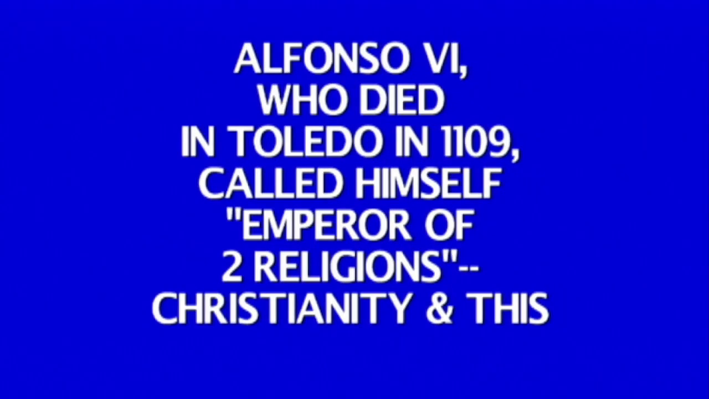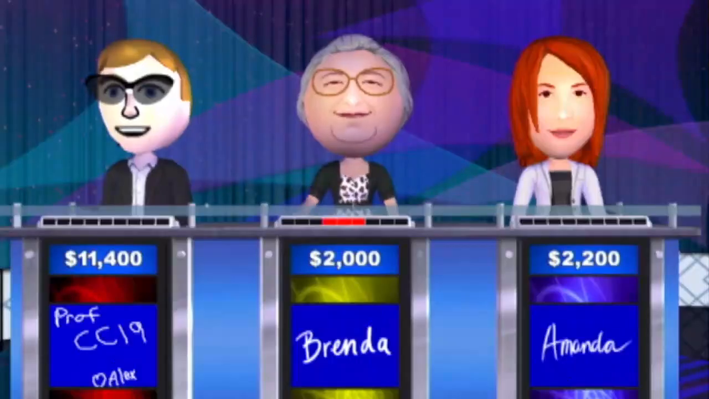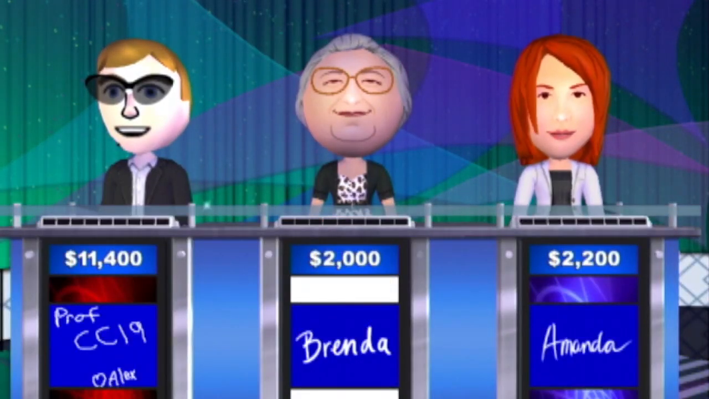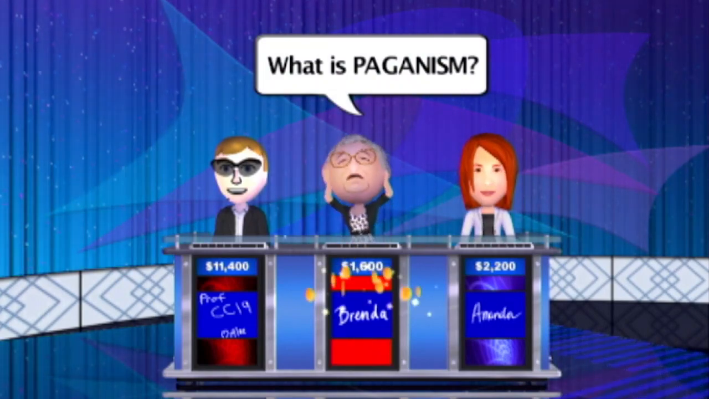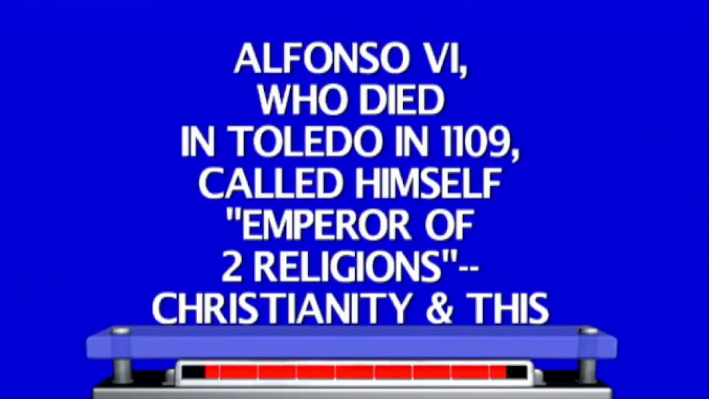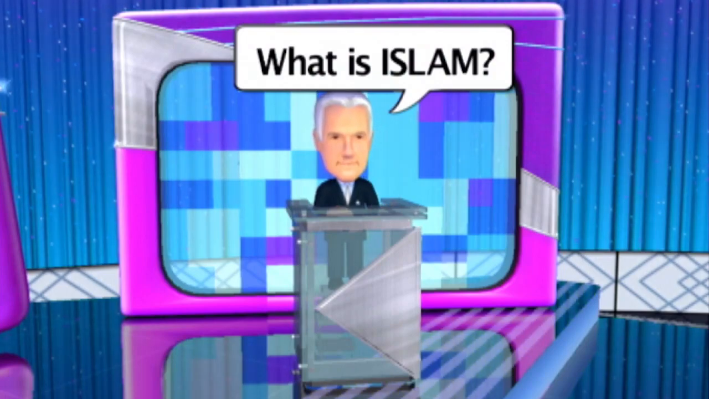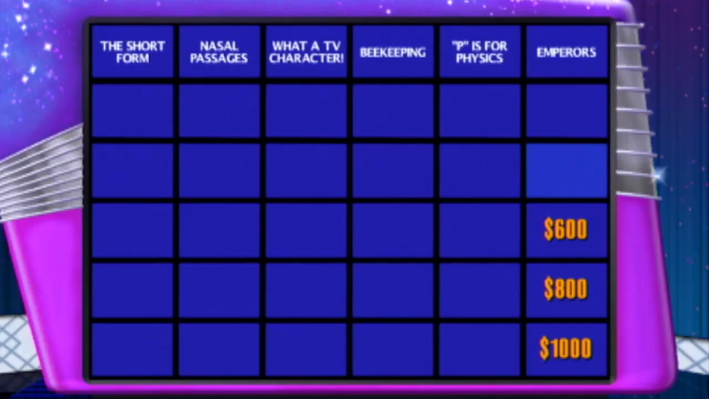Alfonso VI, who died in Toledo in 1109, called himself Emperor of two religions, Christianity and this. Okay, Player 2. Sorry. Anyone else? Here's the correct response. Islam. You get to pick again, Player 1.